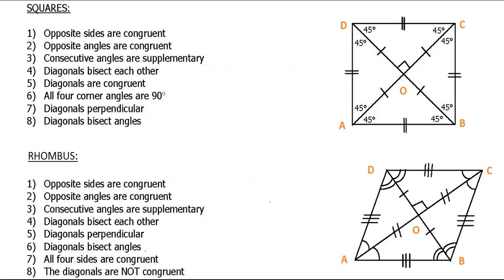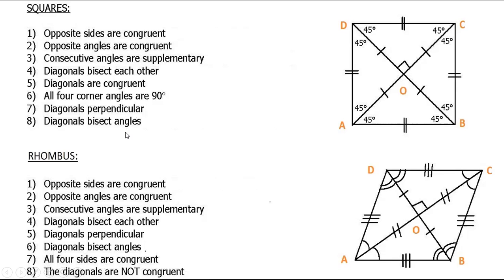Diagonals bisect each other. Therefore, AO is equal to CO. Similarly, DO is equal to BO. Diagonals are equal in length. AC is equal to BD. Diagonals are perpendicular. AC is perpendicular to BD. Therefore, angle AOB is equal to angle BOC, angle COD is equal to angle DOA, and all four angles are 90 degrees because the diagonals are perpendicular to each other.